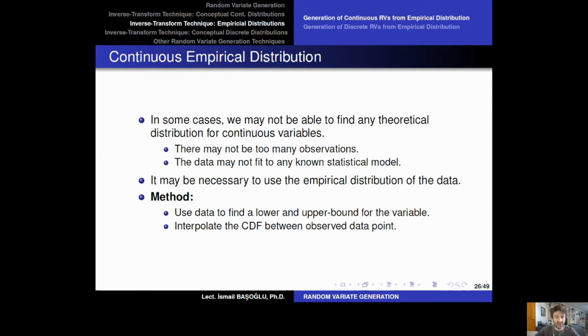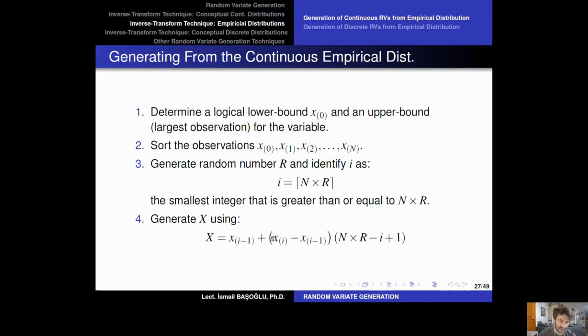Now, how can we generate continuous random variables from a continuous empirical data? First, we are going to use data to find a lower and upper bound for the variable. I'm going to explain how that is going to happen. And then we are going to interpolate the cumulative distribution function between observed data points. Now, the best way to understand this is first going over the algorithm itself, then we are going to show it in practice, and you will realize that in practice it is very easy.